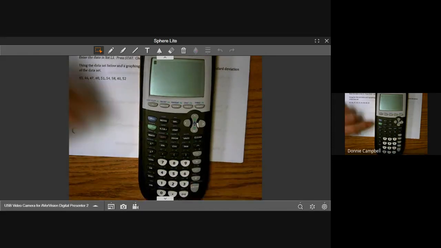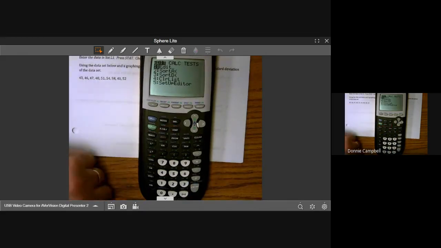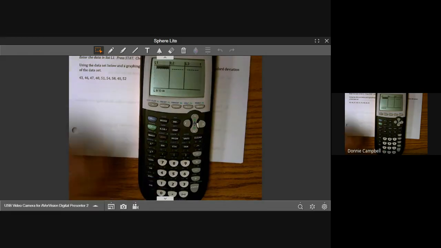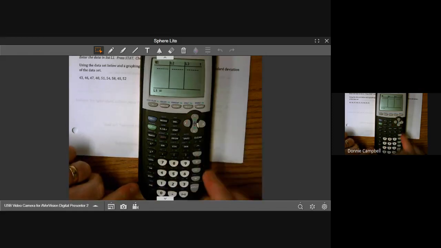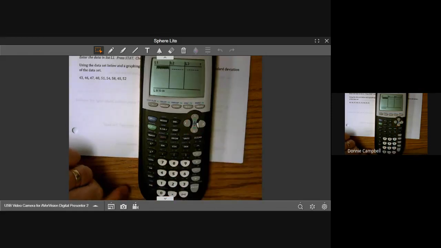And you're going to click Stat. Okay. And we want to edit. So in L1, we want to put all those values in there. So if I have some values in there for L1, I want to hit clear and then arrow back down to clear all the values out. Okay, it doesn't matter what order I put them in. The calculator will order them for you. 46, 47, 48, 51, 54, 58, 40, and your last one's 52.